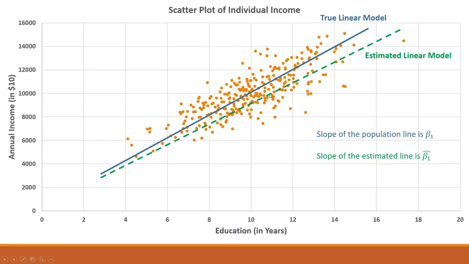The slope of this green line is beta 1 hat. And the place where this dashed green line would intersect the y-axis, that is when education would be 0, that would be your beta 0 hat.